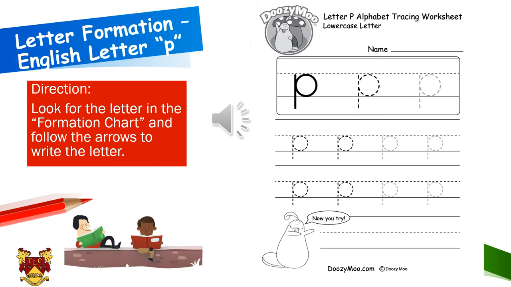Excellent singing, my students. Now let's learn how to write the letter P. We will start from the top and make a standing line going downwards. Then we'll go back to the top again and make a curvy line. Good job. Now trace and finish the page by writing the letter at the bottom.